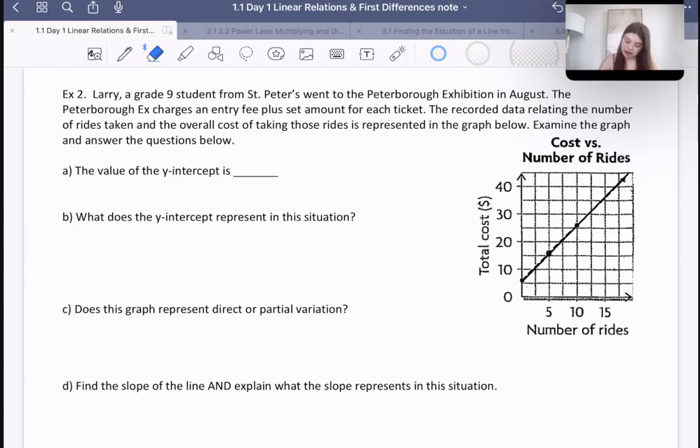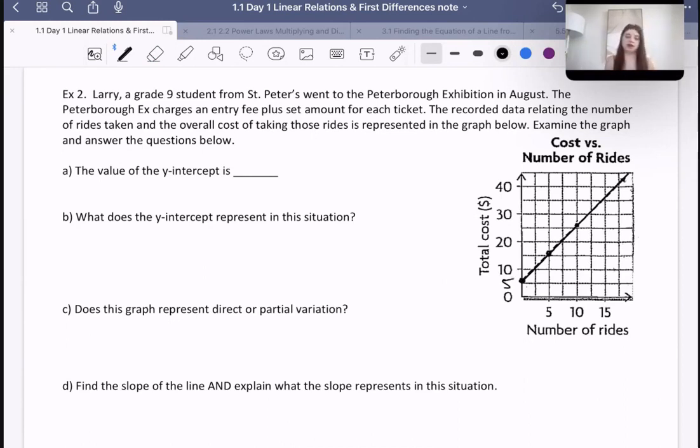So let's just look at the graph for a minute and see what it means. It looks like here that there's a $5 charge just to get in. So even if you go into Peterborough exhibition in August, you still have to pay $5 just to get in, right?